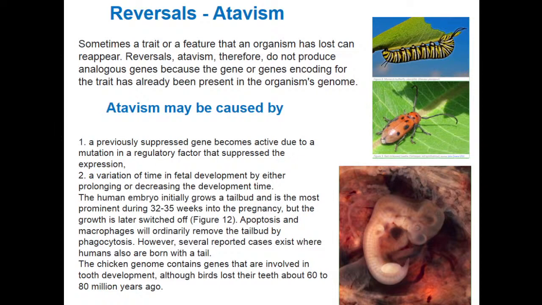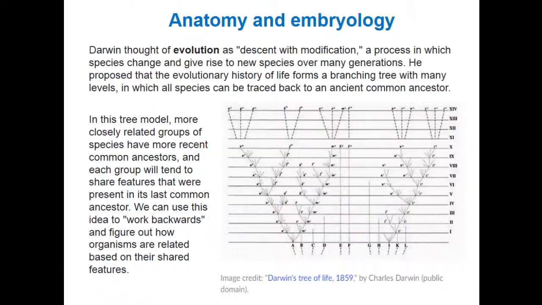The chicken genome contains genes that are involved in tooth development. Also, birds lost their teeth about 60 or 80 million years ago. This is excellent evidence from anatomy or embryology.